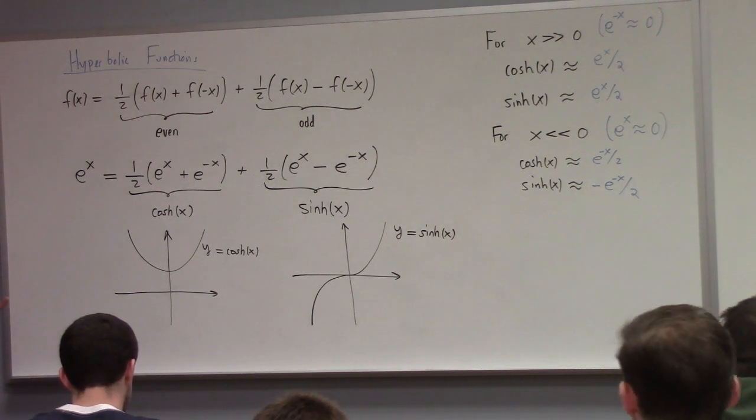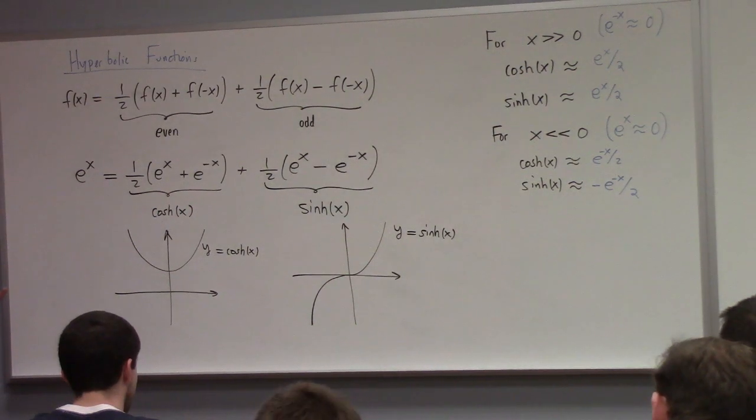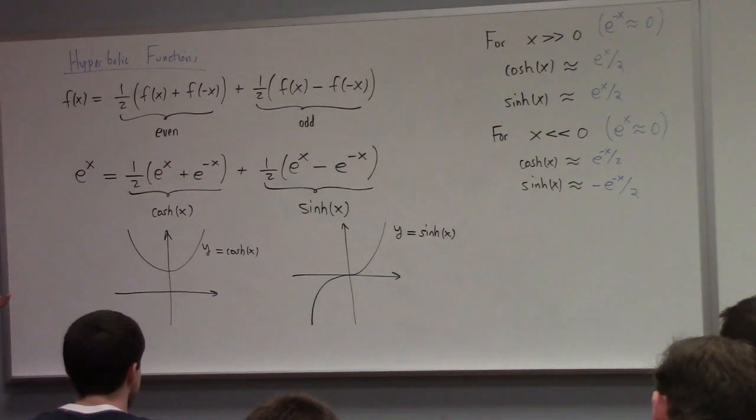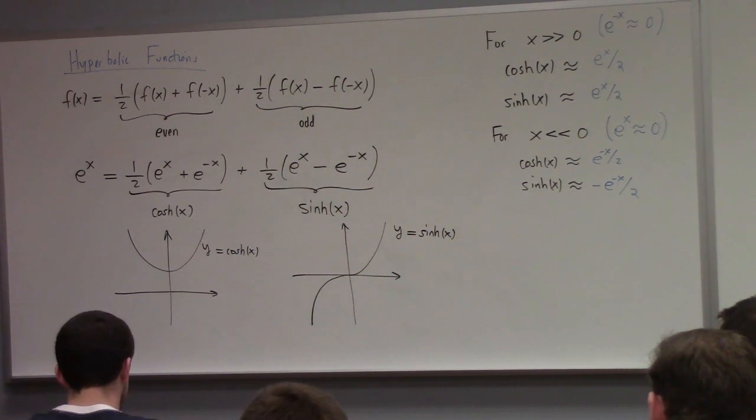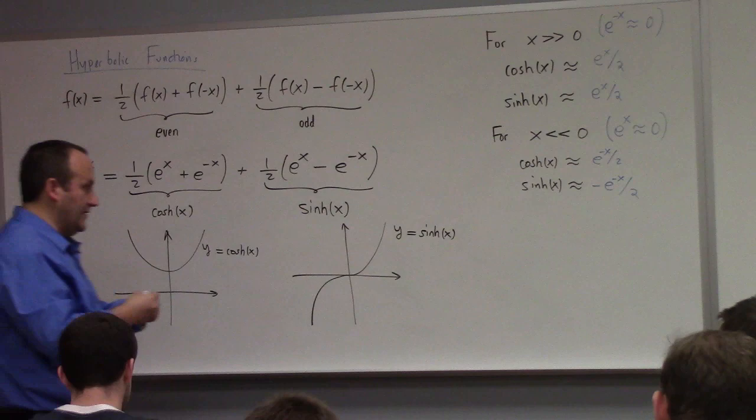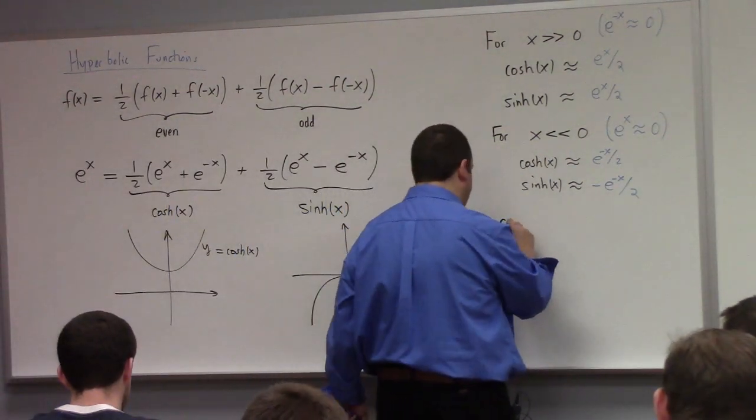They're even and odd. How many zeros does cosh have? None, right? How many zeros does sinh have? Just 1, right? Now, the basic calculus is what?